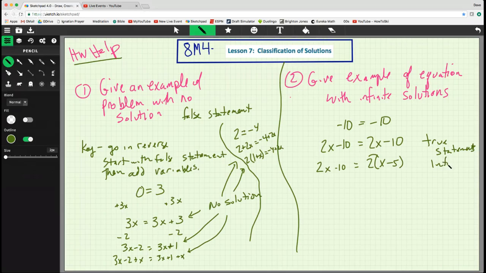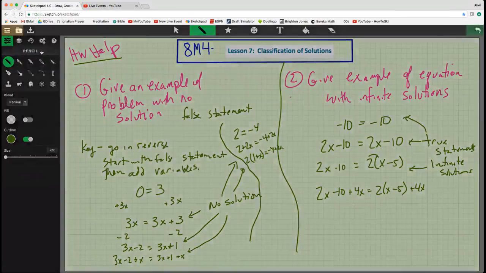With infinite solutions. Because I'm just using properties of equality to go forward. So I could say 2x minus 10 plus 4x equals 2 times x minus 5 plus 4x. Okay. So that's how you can create your own equations.